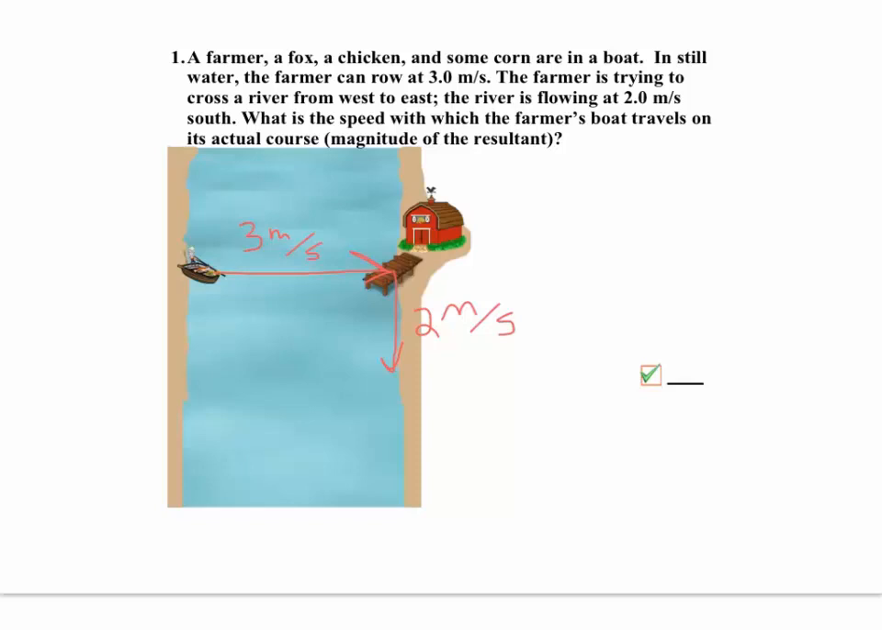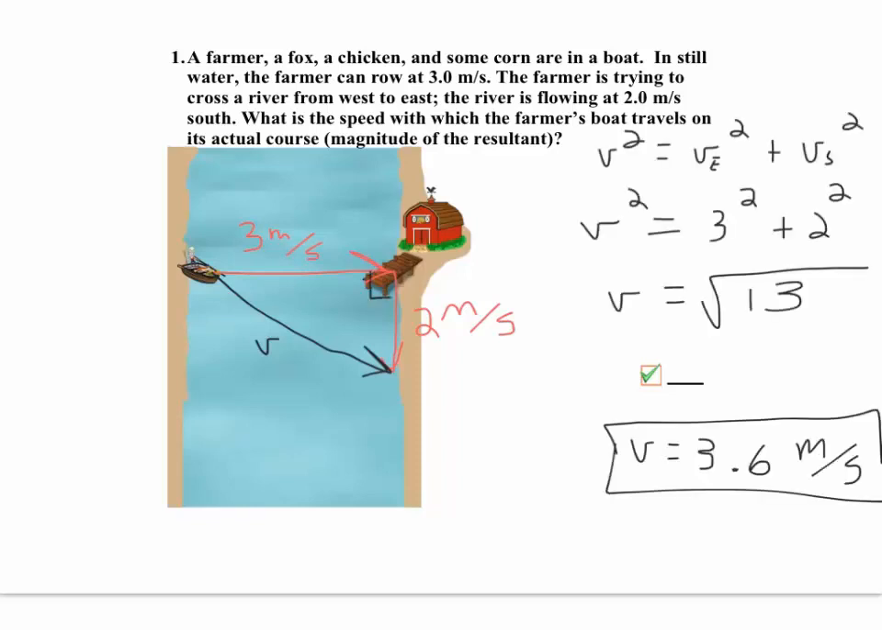So I set up my picture here, and now I have to draw the resultant. Using the tip to tail method, we add them up and we draw the resultant, and that should be the actual velocity of the boat after the river's been pushing on him and he's been rowing due east. So we have two legs of the triangle, and we solve using the Pythagorean theorem for the last leg, and we end up getting a velocity that's bigger than 3 and 2 meters per second, which is good because it should be. It's the hypotenuse of our triangle at 3.6 meters per second.